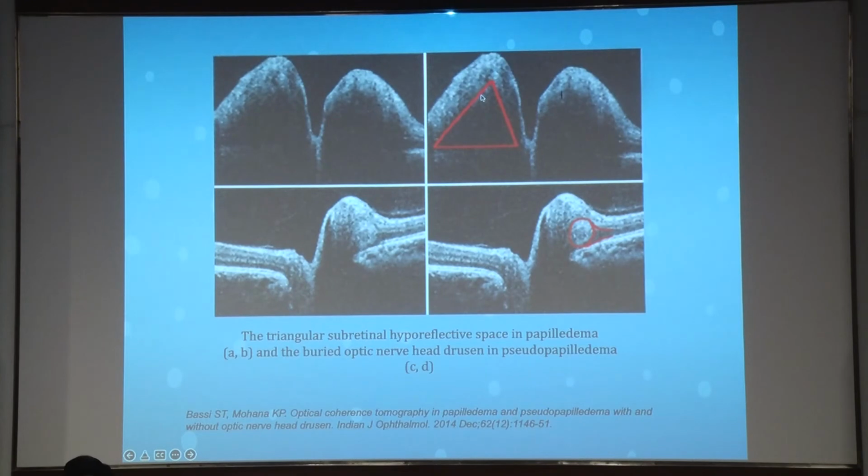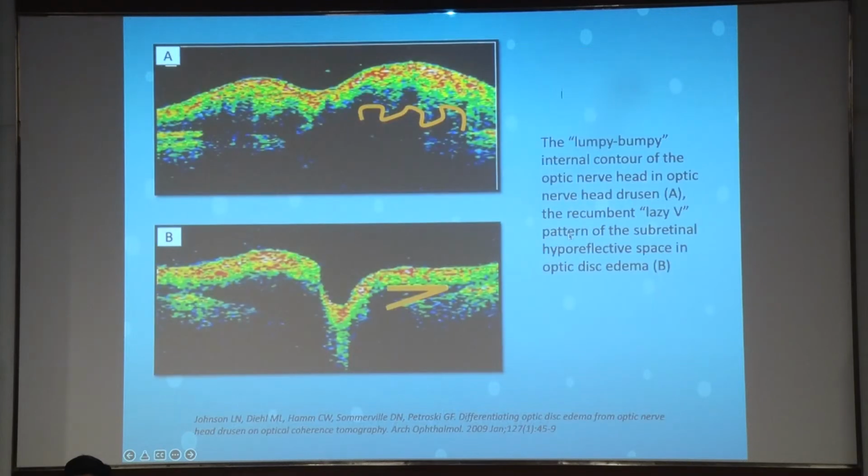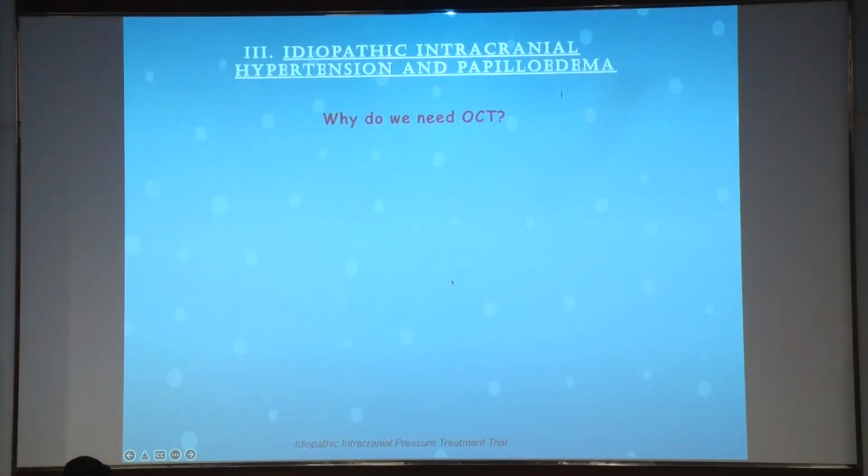This is a finding shown by Bassi et al., in which they showed that there is a triangular subretinal hyperreflective space in papilloedema, and sometimes you can see a buried optic nerve head drusen in patients of pseudopapilloedema on the OCT. This is the lumpy bumpy appearance I was talking about. The lumpy bumpy internal contour of the optic nerve head in optic nerve head drusen is very different from the recumbent lazy V pattern of the subretinal hyperreflective space which is seen in optic disc edema.